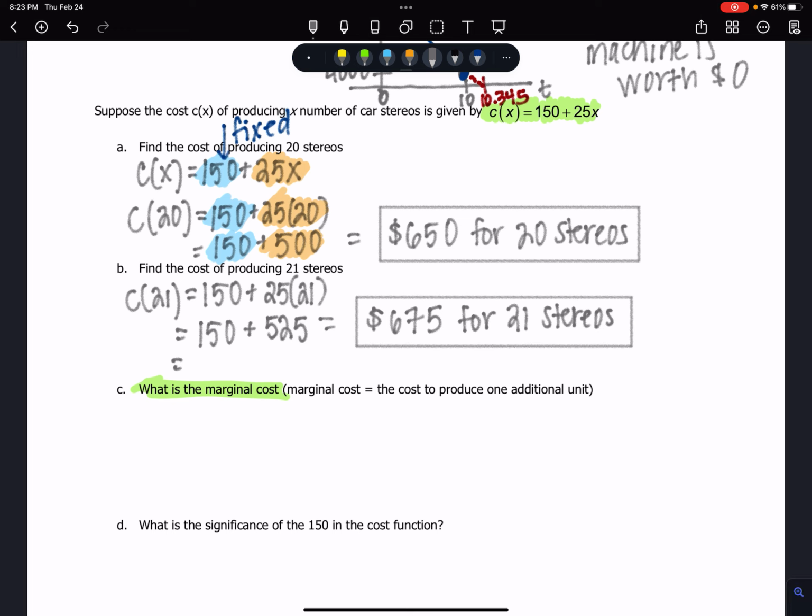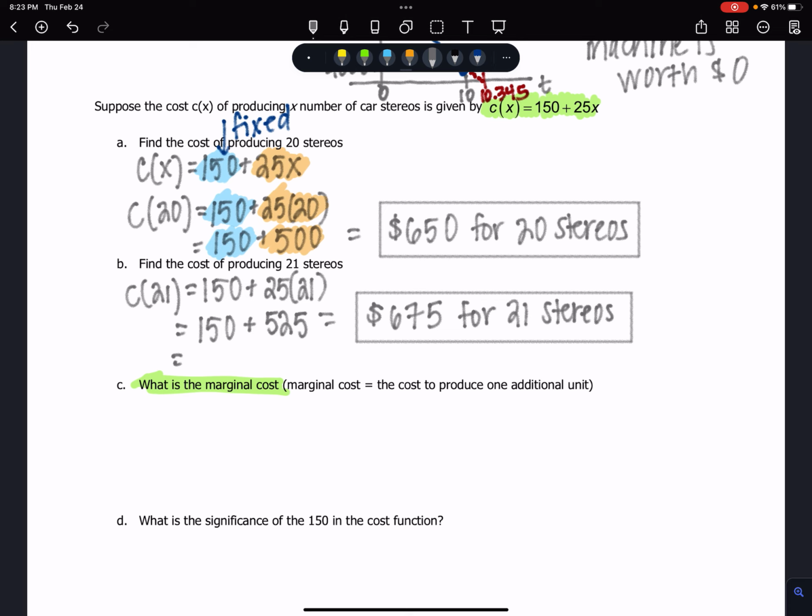And the next says, what's the marginal cost? The marginal cost is the cost to produce one additional unit. So what is the marginal cost from x equals 20 stereos to x equals 21? So going from 20 to 21, the marginal cost is $25. The cost to produce one more additional unit is $25.